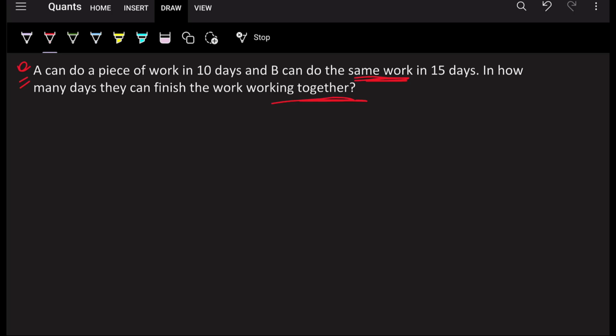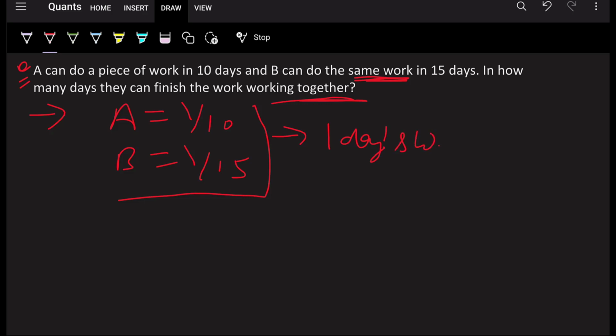To do this question, we would first calculate the efficiency of both of them. I would calculate the efficiency of A. If in 10 days he is completing 1 unit of work, then in one day he will complete 1 by 10 amount of work, and for B this will be 1 by 15. So this is the efficiency of A and B. This is the amount of work done in one day, 1 day's work of A and B.